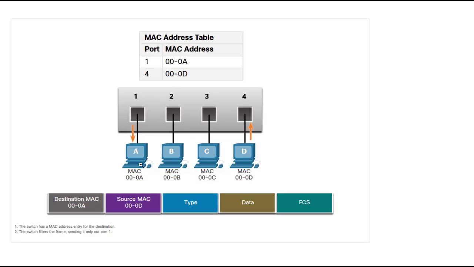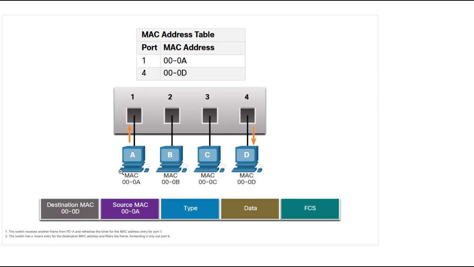Next, the switch finds PCA's destination MAC address in the MAC address table, so it will filter, send the frame out port 1 only, rather than flooding. Next, PCA sends another frame to PCD. Looking at the source address, the switch sees that PCA's MAC address is already in the table. The switch resets the 5-minute refresh timer for PCA's entry in the table and then filters the frame, sending it out port 4 only.